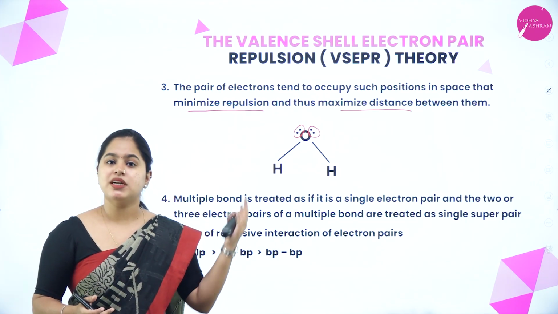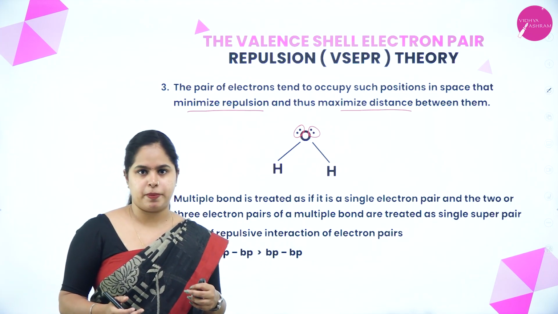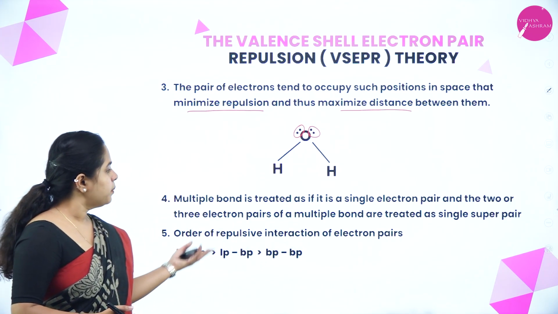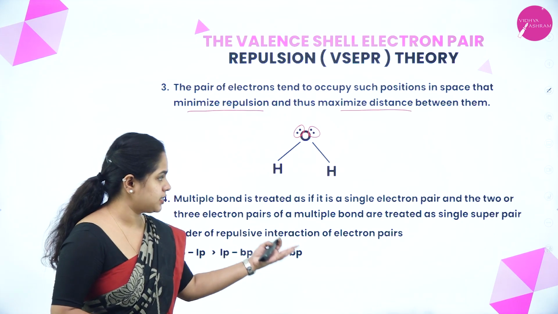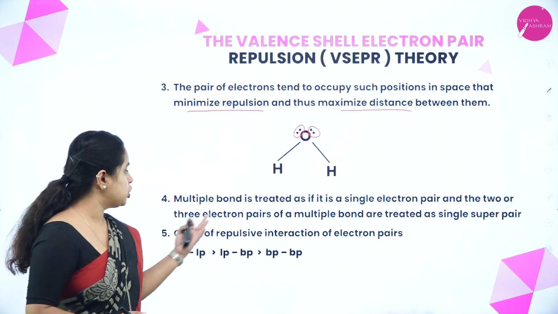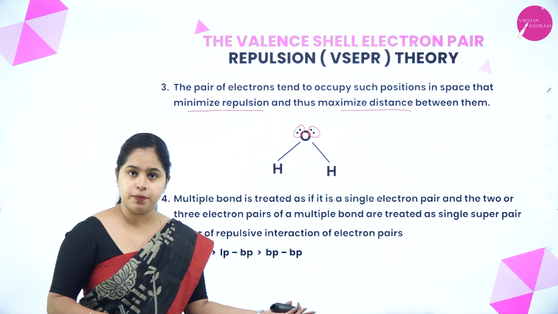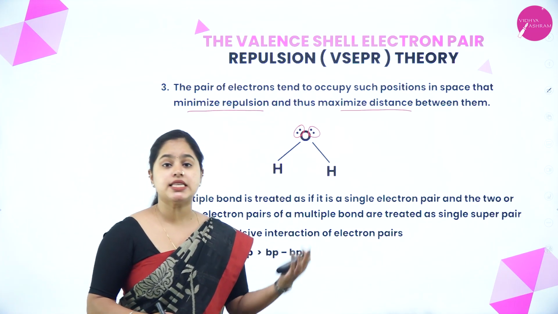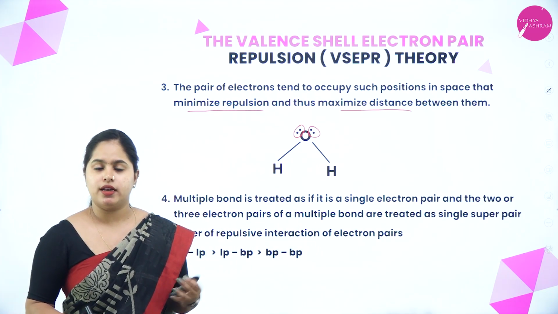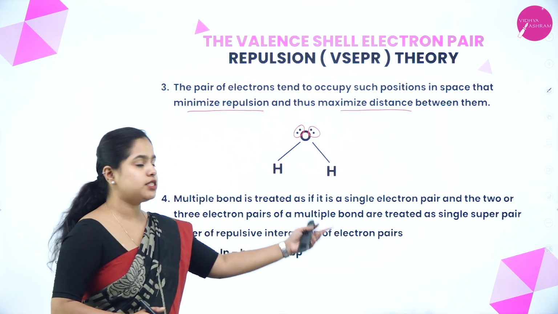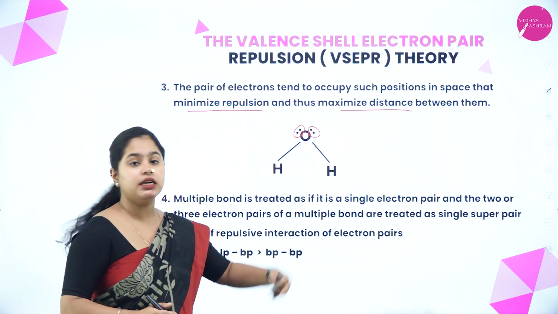So they try to occupy such positions in space. Right. Now, a multiple bond is treated as if it is a single electron pair, and the 2 or 3 electron pairs of a multiple bond are treated as a single super pair. Okay, now what is this? A multiple bond is treated as if it is a single electron pair.